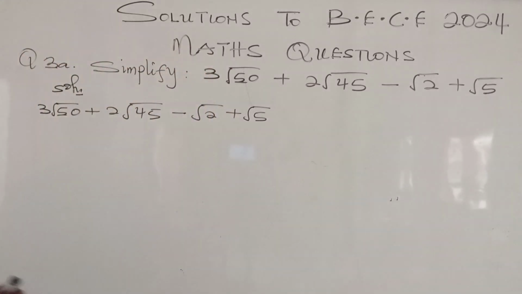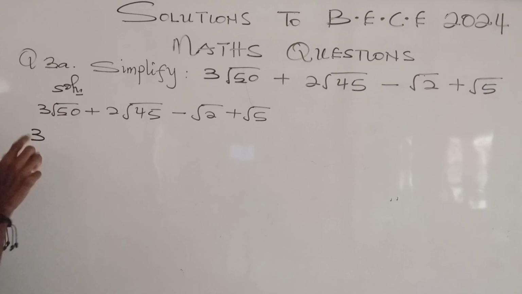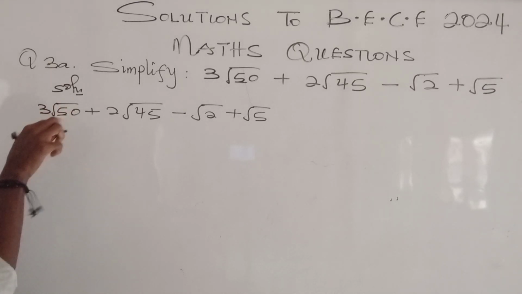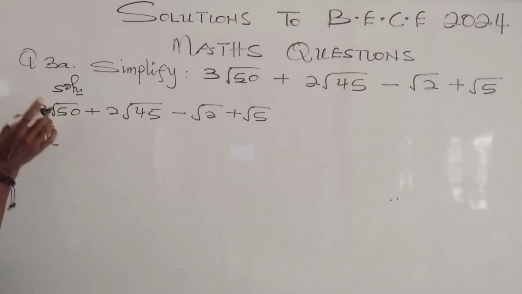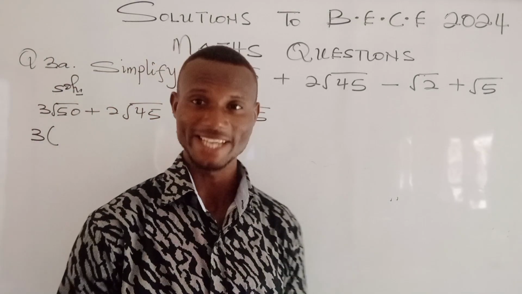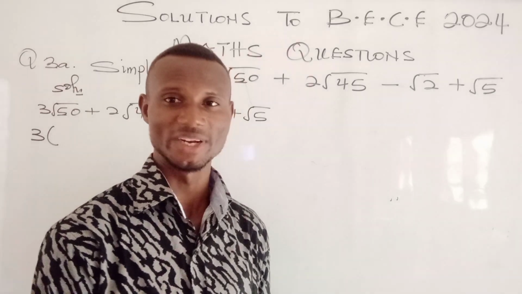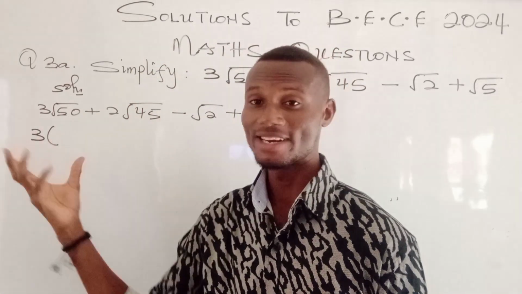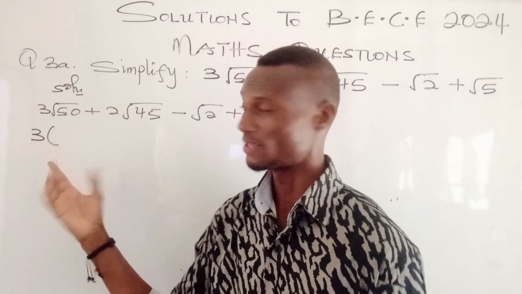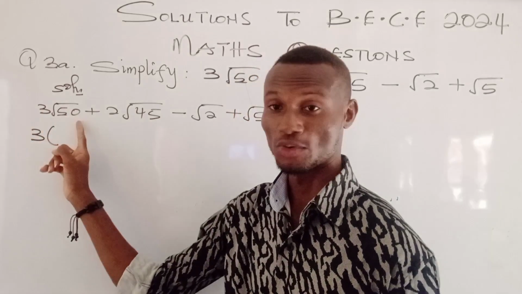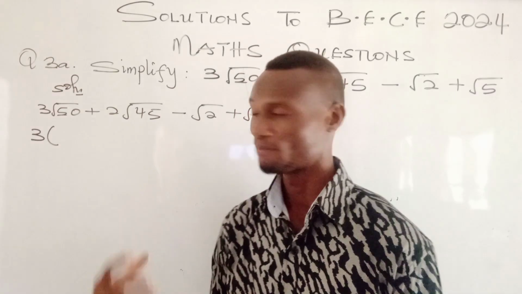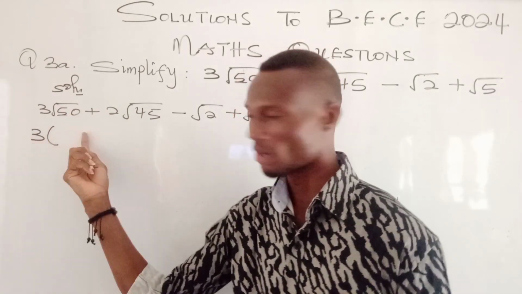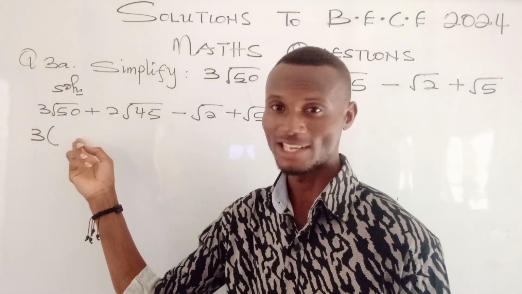I'm going to repeat my 3, which is here, and the 3 is multiplying the root 50. So we want to simplify the root 50. I've taught you simplification of surds, so we are going to apply that knowledge to simplify the root 50 that I have here. Whatever we get, the 3 will multiply it, because the 3 is multiplying the root 50.